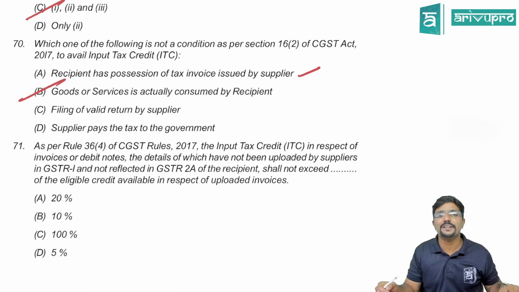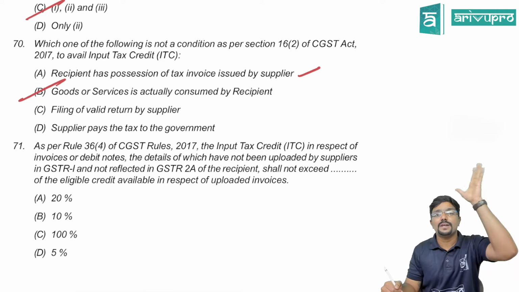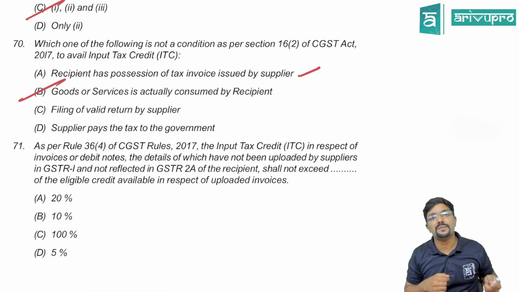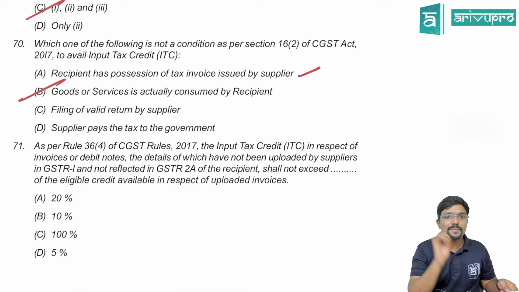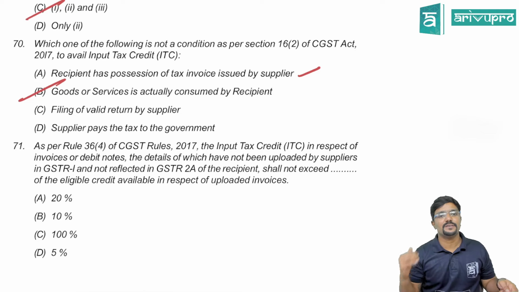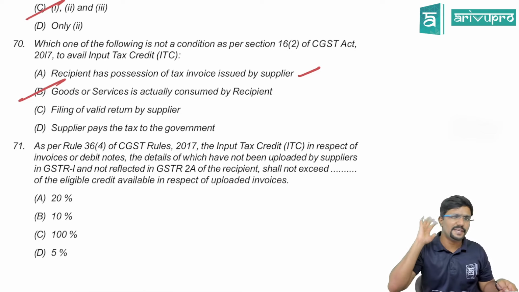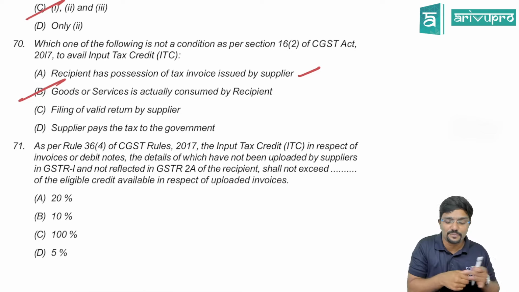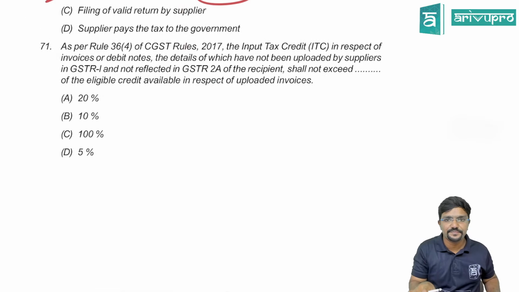Filing of valid return by the supplier, that is, the supplier has to file his GSTR 1, then whatever details he has given in GSTR 1 will auto populate to the recipient in his GSTR 2A. Even that condition is there. Then the supplier pays the tax to the government. Only then can the recipient claim credit. So A, C and D are there in 16.2, whereas B is not there. Goods should be actually received, but here they have given consumed, and the consumption condition is not there.